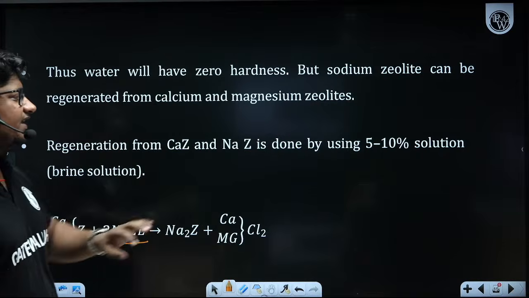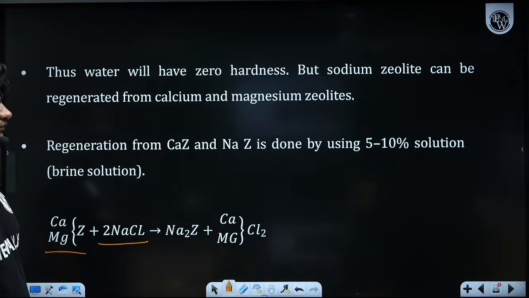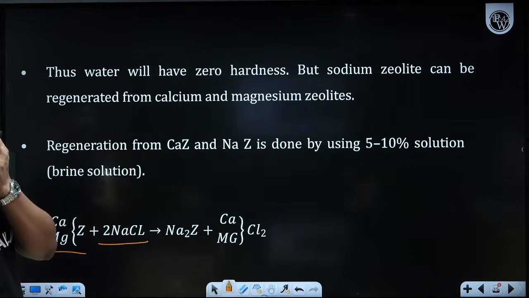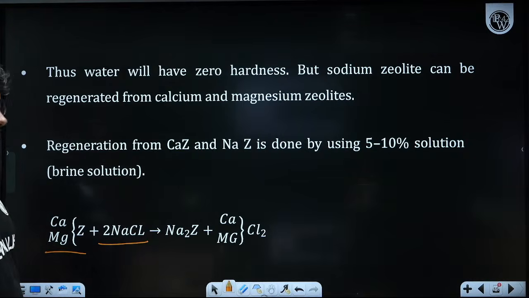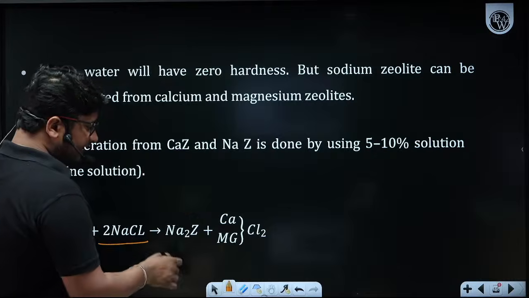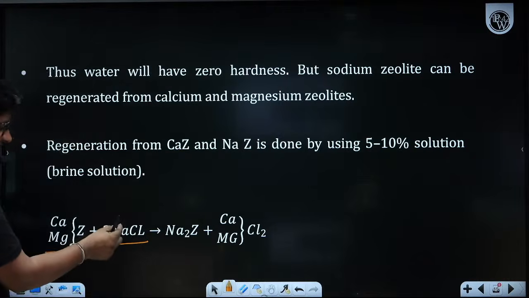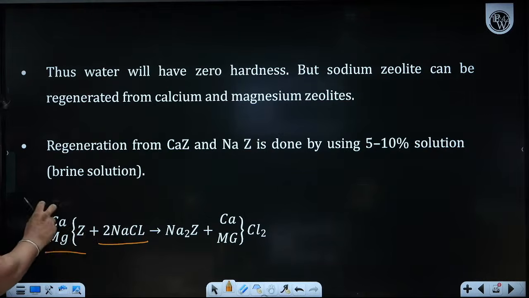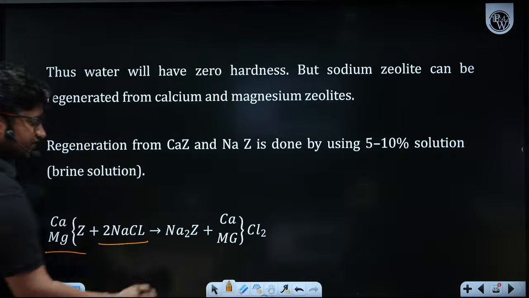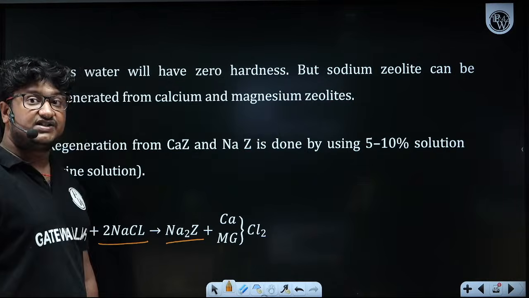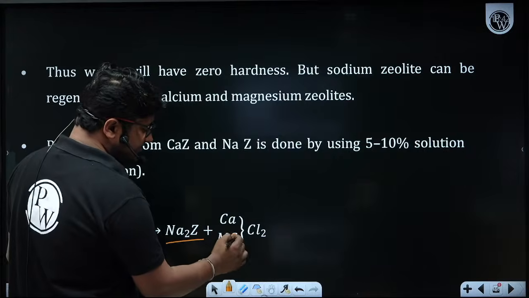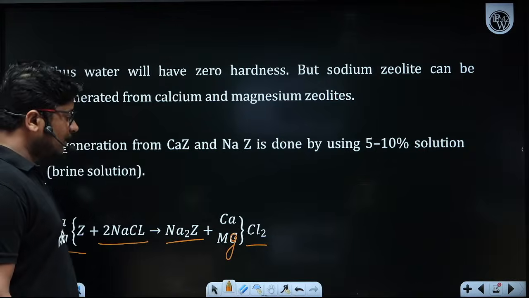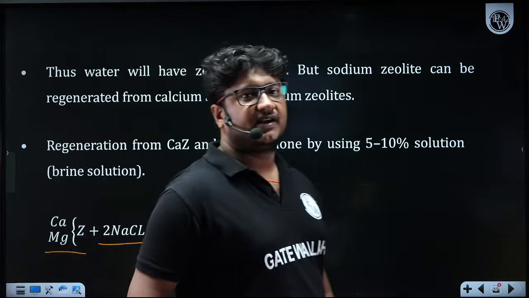Brine solution is a 5 to 10% solution of salt. If you dip the bed into that, what happens? The NaCl in the brine solution, this Na will go with the Z, and Ca and Mg will go with the chlorine. So it will again form Na2Z, which is the original zeolite bed, and Ca and Mg will react with Cl2. Either CaCl2 or MgCl2 will be there, which is nothing but permanent hardness.